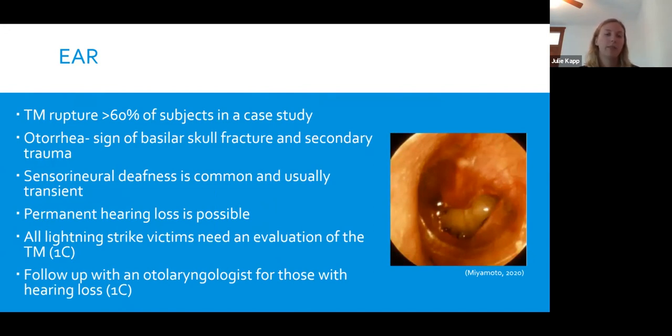However, uncomplicated tympanic membrane rupture usually heals spontaneously. It's also important to assess for otorrhea because that could be a sign of a basilar skull fracture or secondary trauma. Sensorineural deafness is common and is usually transient. However, permanent hearing loss is possible, and that could occur from microhemorrhages or microfractures to the deeper structures of the ear. So it's recommended that all lightning strike victims get an evaluation of their tympanic membrane, and that anyone with hearing loss should follow up with an otolaryngologist.